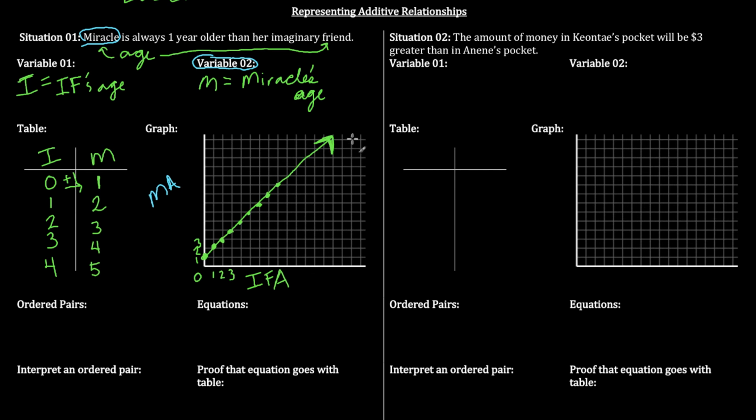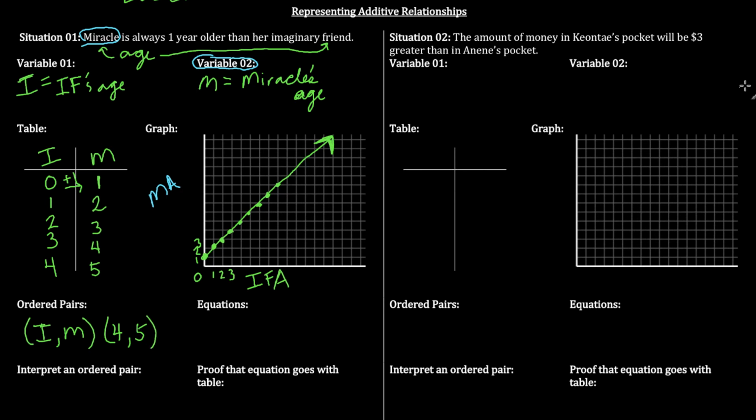Now, instead of using a table, we could also use ordered pairs. We would write the friend's age first and then Miracle's age. For example, her friend would be 4 and Miracle would be 5 years old.